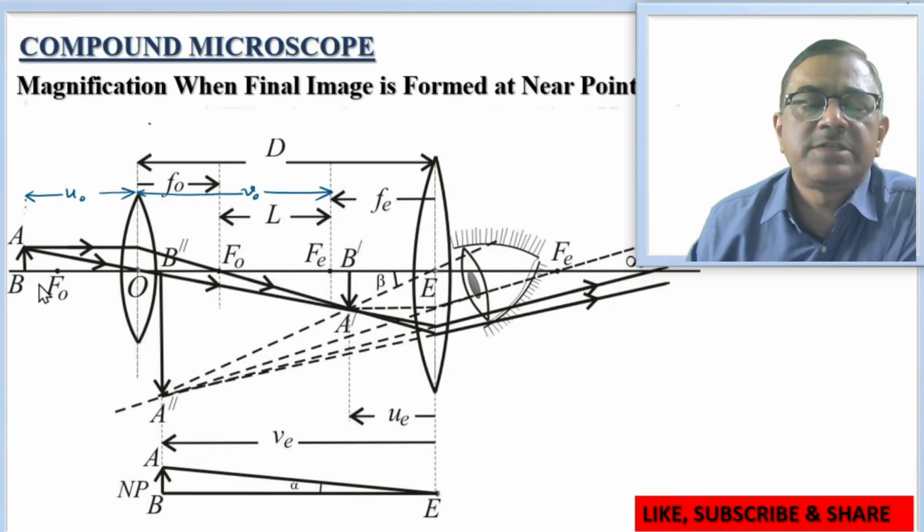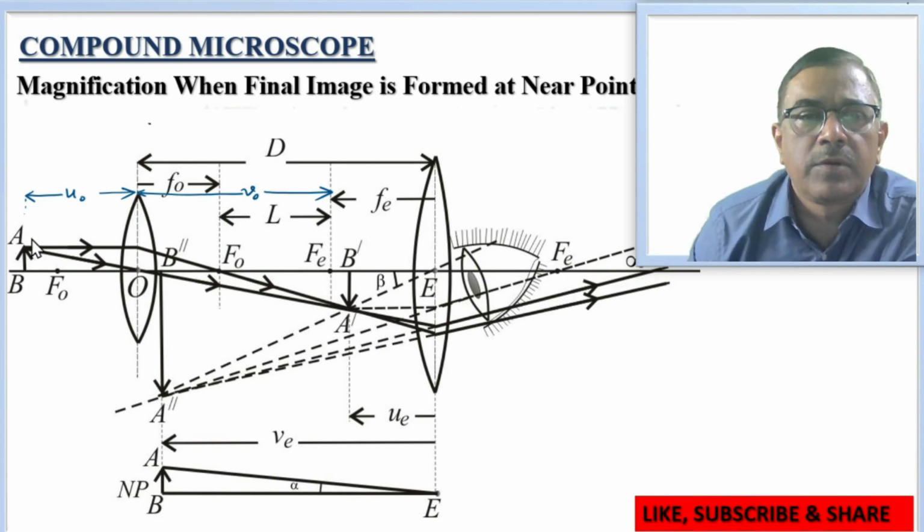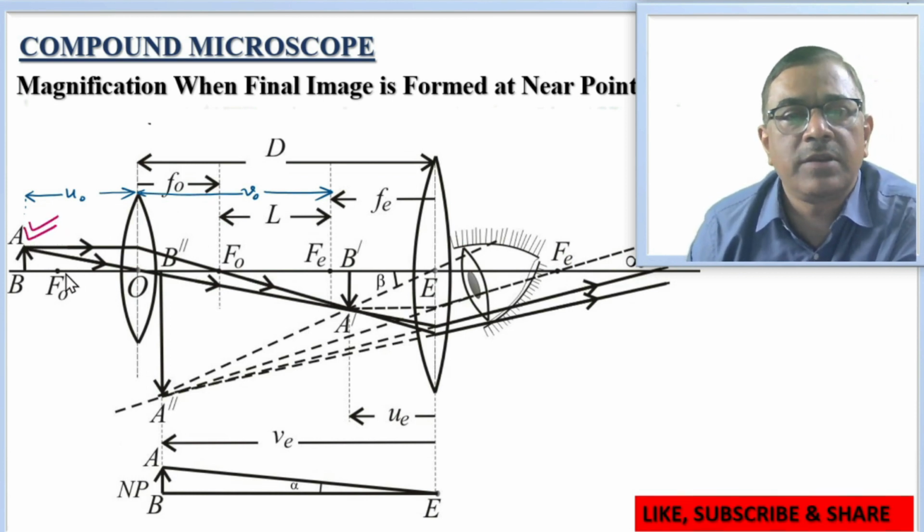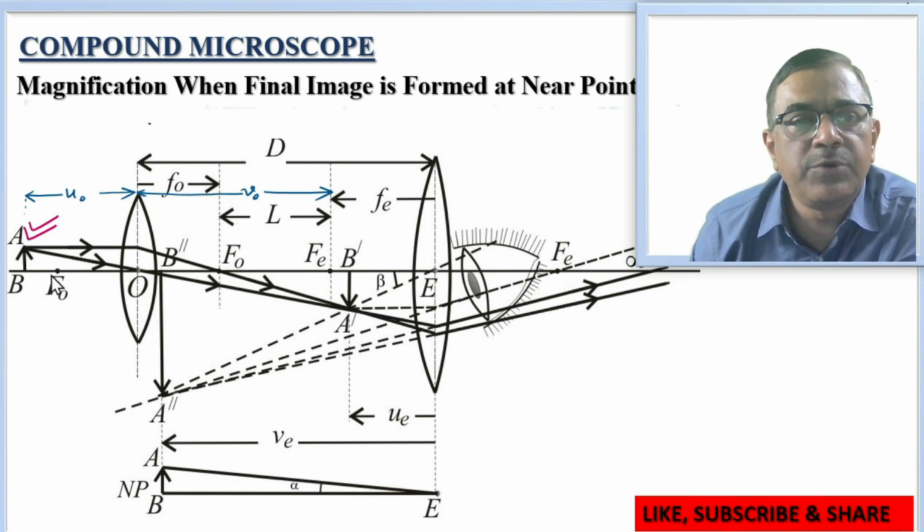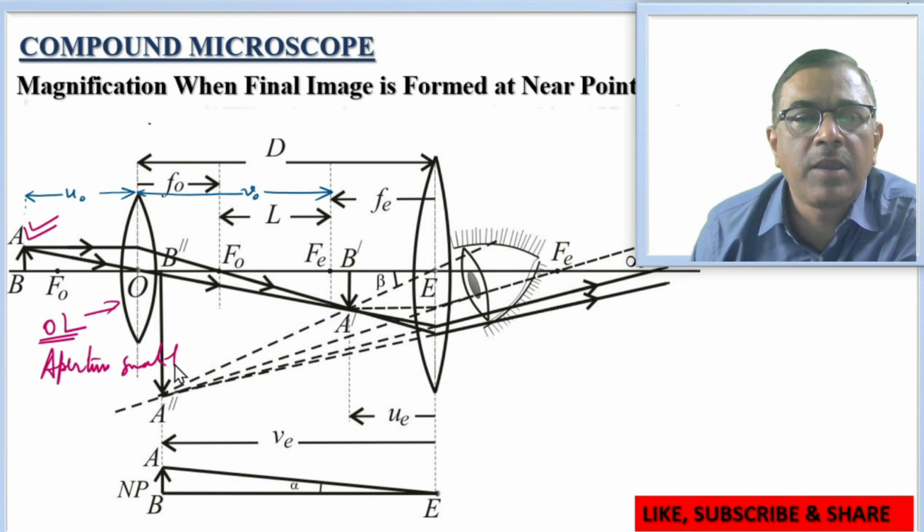You should practice this ray diagram carefully. Over here, AB is an extremely tiny object. It has been kept just beyond the first focus of the objective lens. This is the objective lens. The characteristics of the objective lens are that its aperture is small, and even its focal length FO is small.